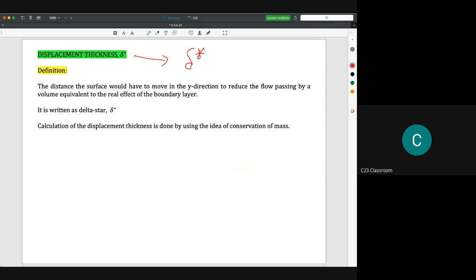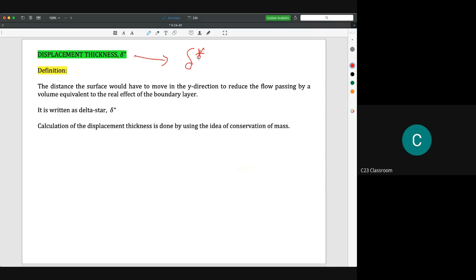This displacement thickness is actually an imaginary thickness, so it cannot be measured, whether or not you could take pictures of boundary layers. The displacement thickness does not actually exist in the real world. It is just an imaginary distance, an imaginary thickness, to fulfill the conservation of mass.